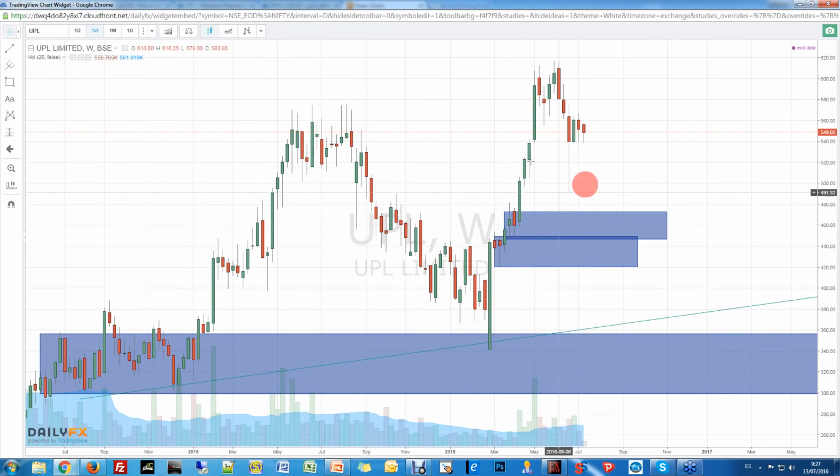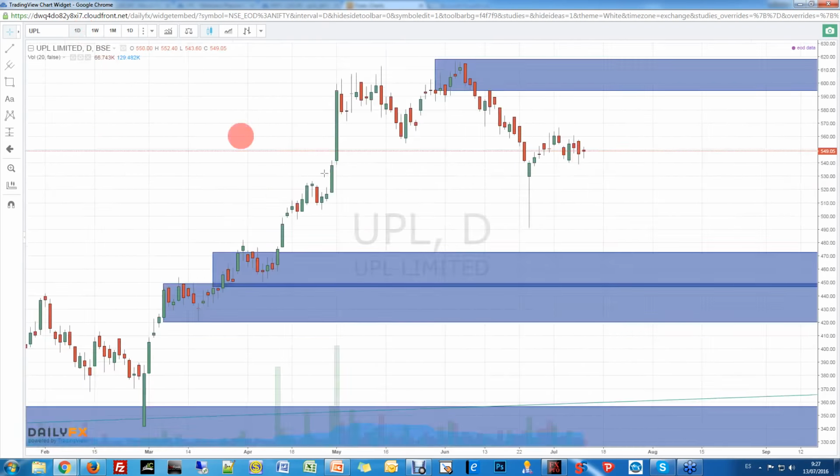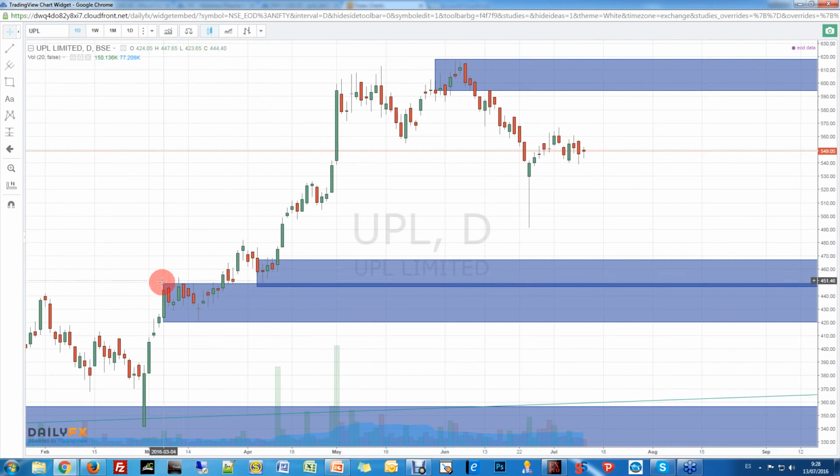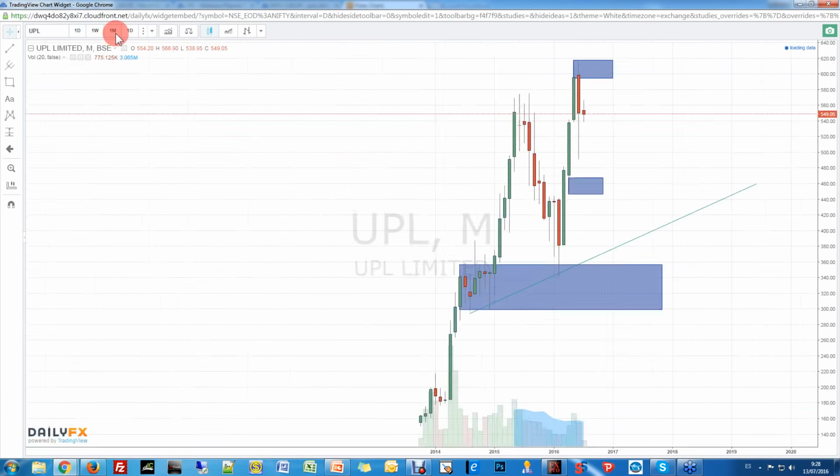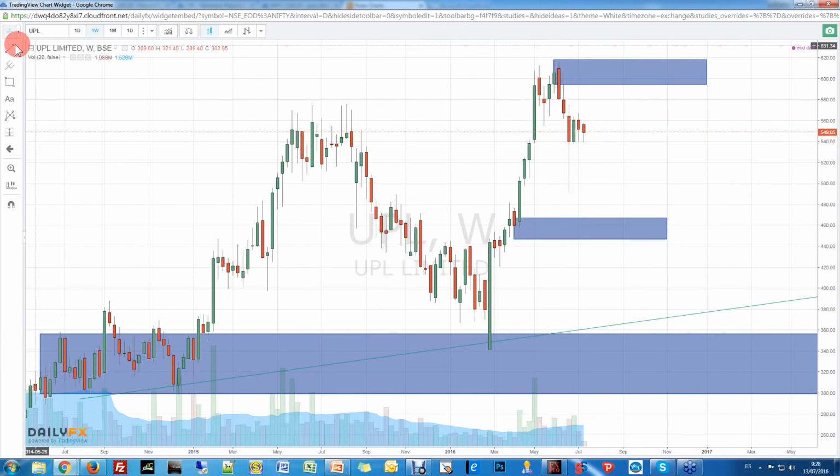So now a new area of supply has been created right there because it broke the trend line. So price could drop down there to the weekly area of demand for more longs. Is there any long there? So we've got that one there. Okay, that's the one. Okay, so monthly uptrend. Weekly now is out of alignment.